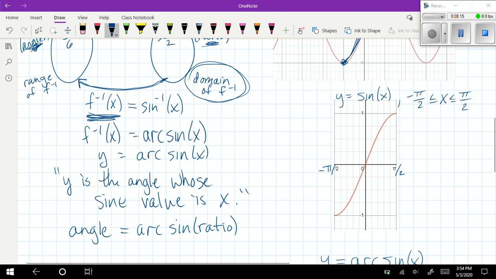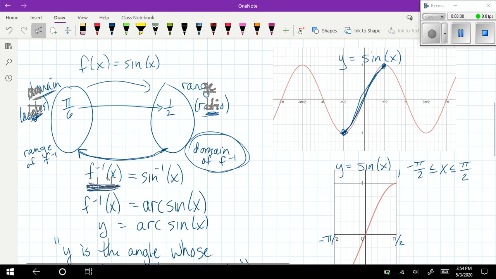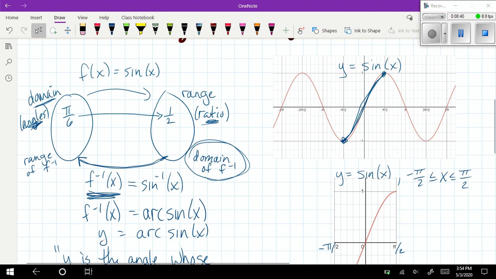So I know it twists, it goes backwards, but sine of the angle is equal to the ratio. And these are kind of backwards from each other. That's what makes them inverse functions. Okay? So what we want to talk about today is the derivative of the inverse function. So I know that the derivative of sine of x is cosine of x. I want to figure out what is the derivative of arc sine of x.